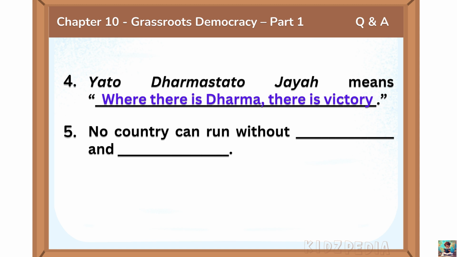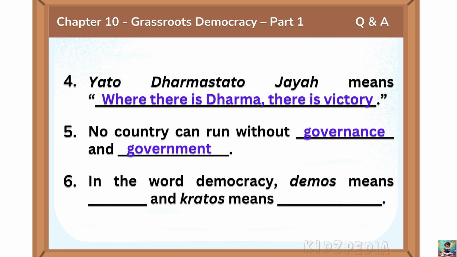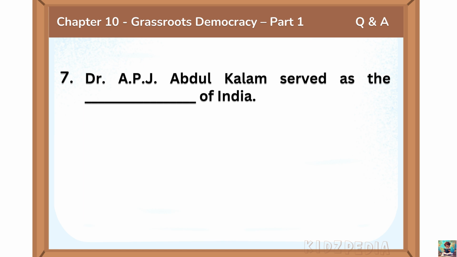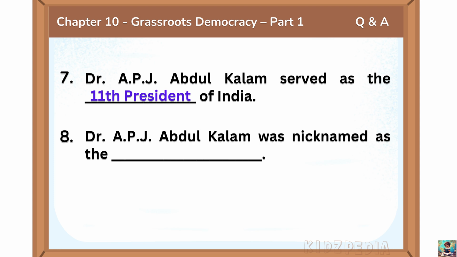No country can run without dash and dash. No country can run without governance and government. In the word democracy, demos means dash and kratos means dash. Demos means people and kratos means rule or power. Dr. APJ Abdul Kalam served as the dash of India. Dr. APJ Abdul Kalam served as the 11th President of India. Dr. APJ Abdul Kalam was nicknamed as the dash. He was nicknamed Missile Man of India.